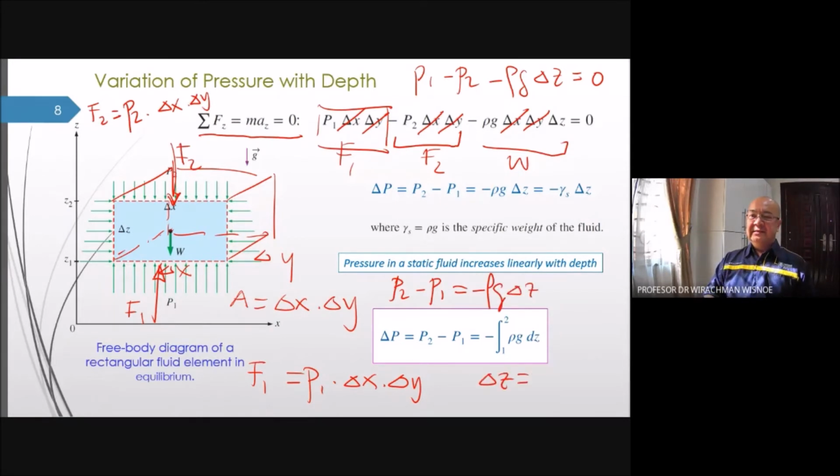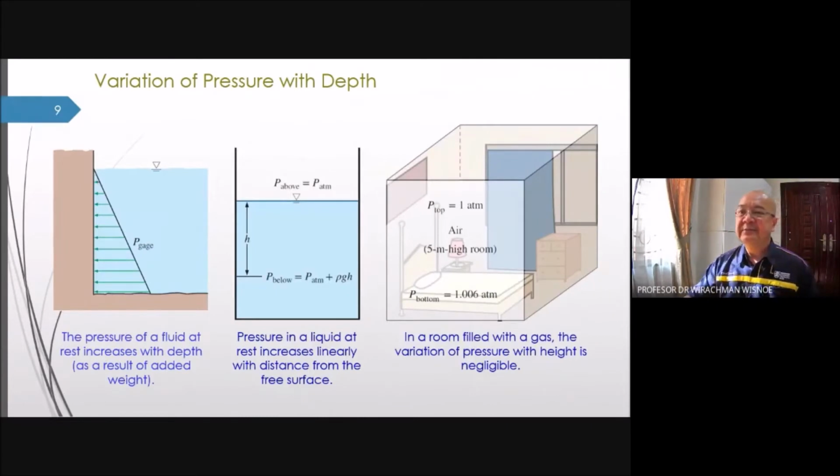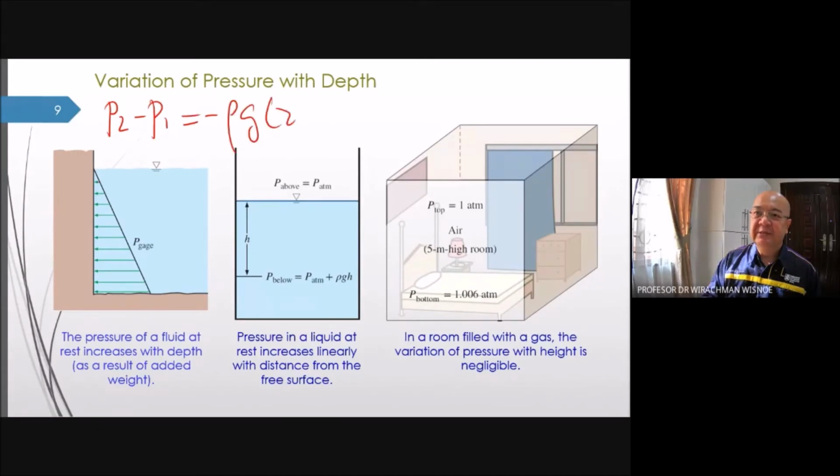Delta Z is Z2 minus Z1, so I can write Z2 minus Z1. P2 minus P1 equal to negative rho g (Z2 minus Z1). If I ask what is P1 minus P2, it is negative rho g (Z1 minus Z2). P2 minus P1 equal to negative rho g (Z2 minus Z1).